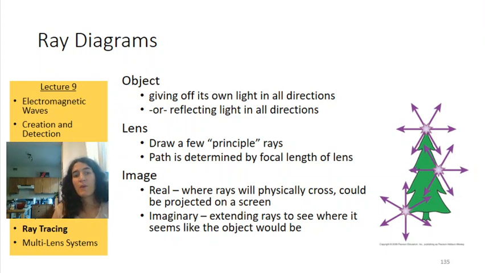Now we want to learn how to use ray diagrams to draw images created by an object. Beginning with the object, remember we want to imagine that objects are themselves sources of light. That is true even if they aren't creating light, because they are reflecting light in all directions.